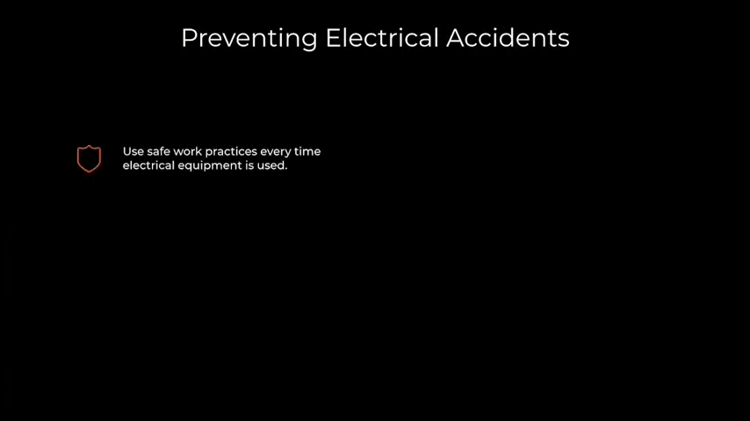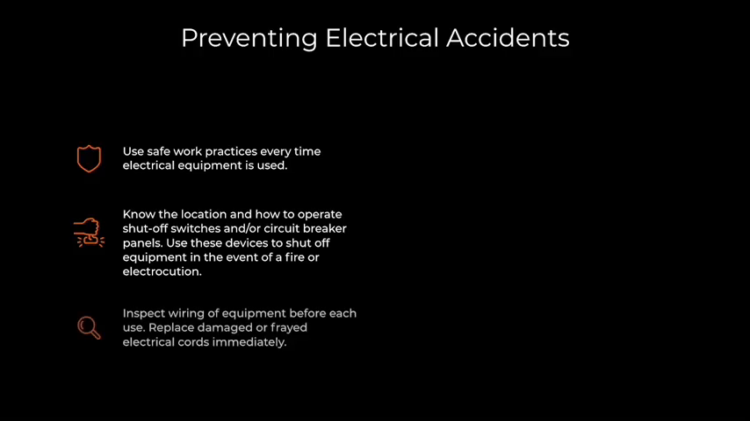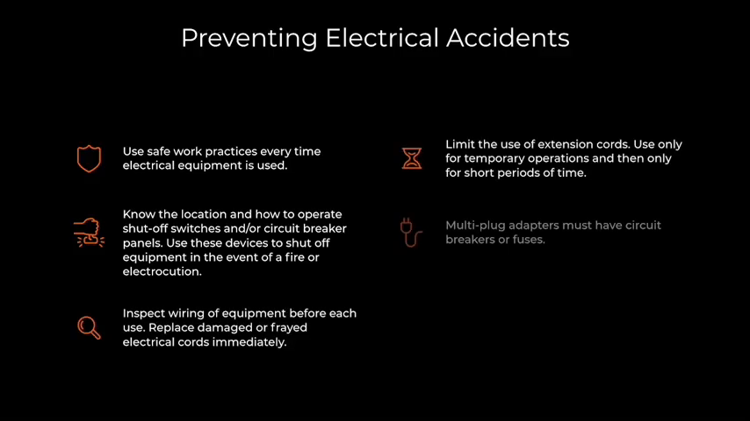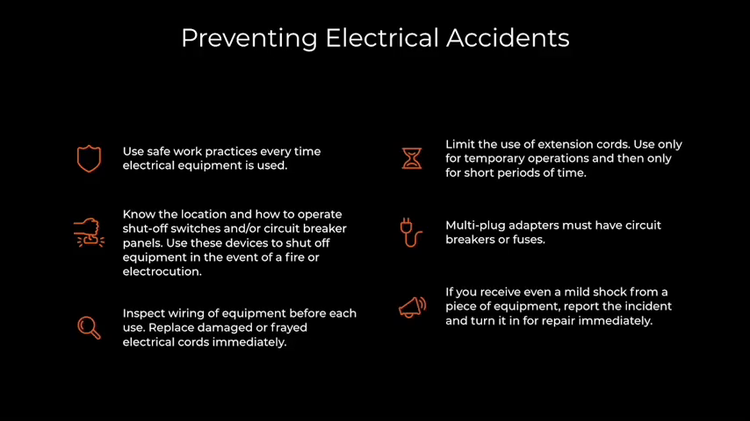To prevent electrical accidents, it is important to use safe work practices every time electrical equipment is used. Know the location and how to operate shut-off switches and/or circuit breaker panels. Use these devices to shut off equipment in the event of a fire or electrocution. Inspect wiring of equipment before each use. Replace damaged or frayed electrical cords immediately.